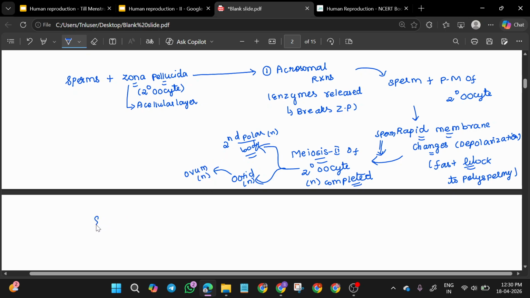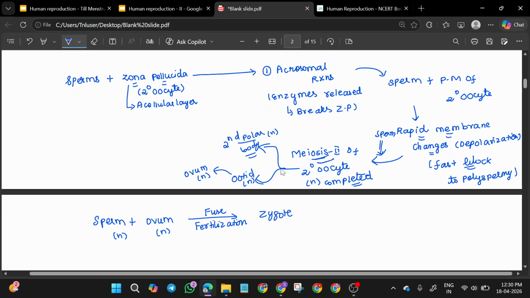Then what will happen? Sperm and ovum will fuse together to form zygote. This you already know. This process of fusion of sperm nucleus and ovum nucleus. அப்போ meiosis 2 எப்போ complete ஆச்சு? Before fertilization ஆ after fertilization ஆ அப்படின்னா this process is actually called as fertilization.